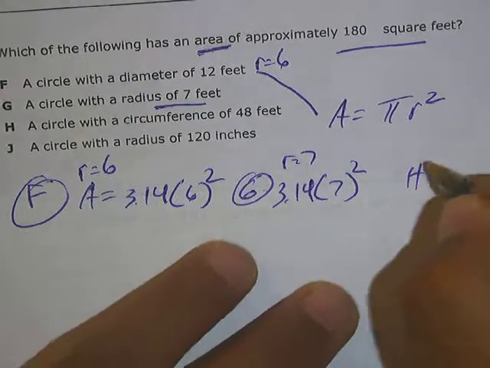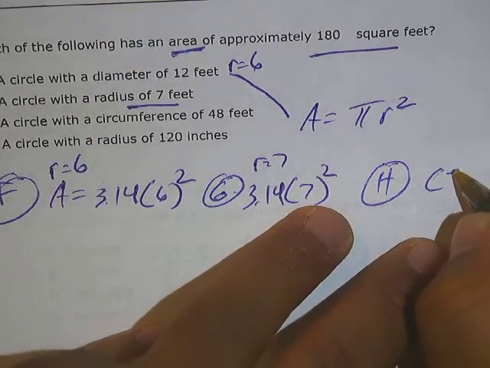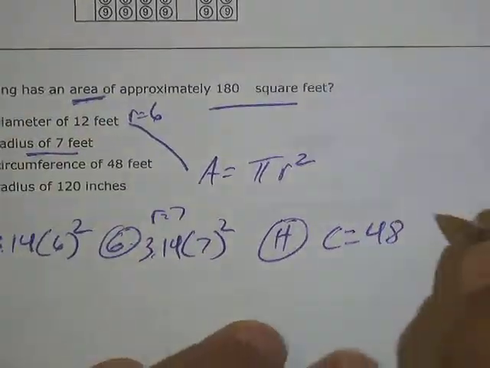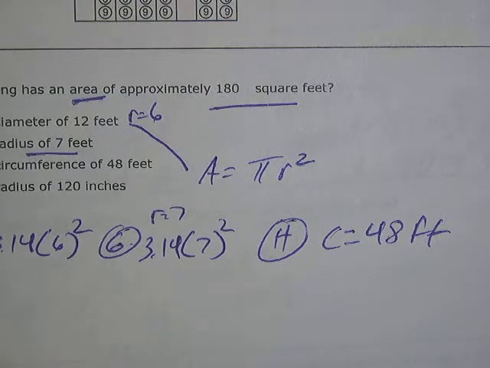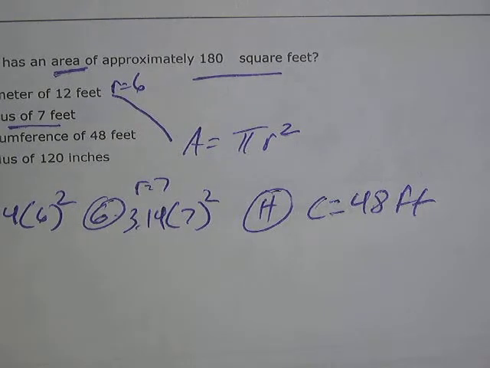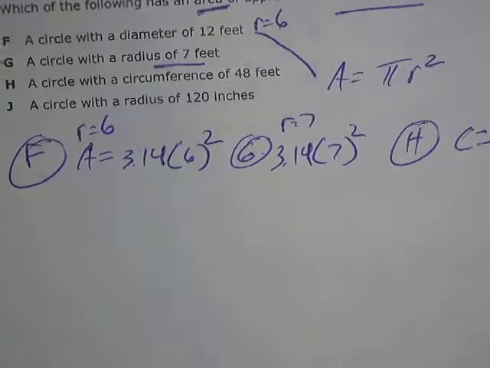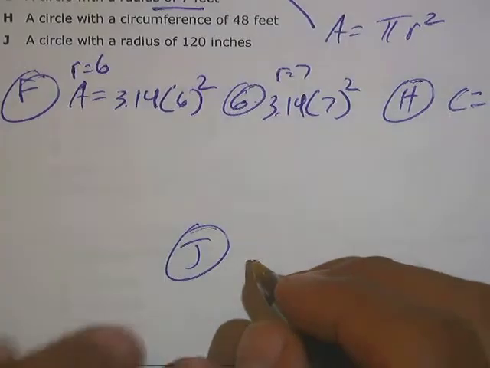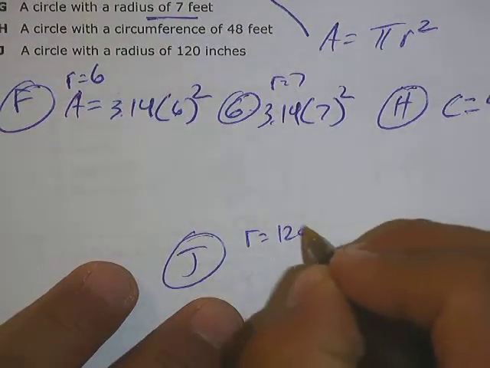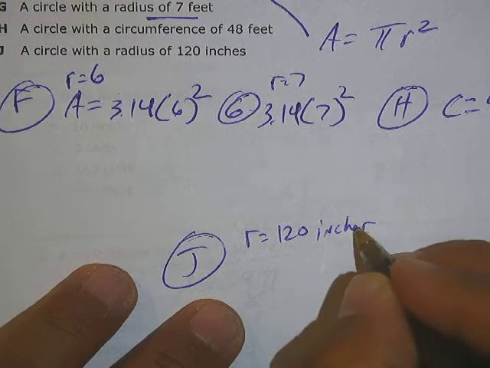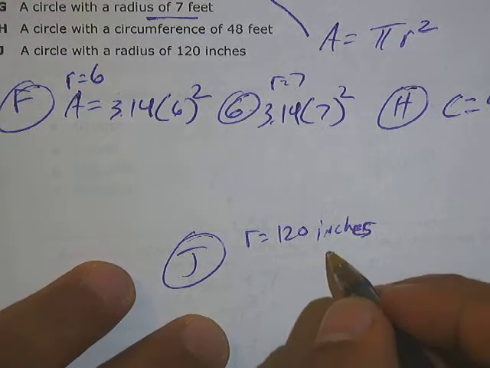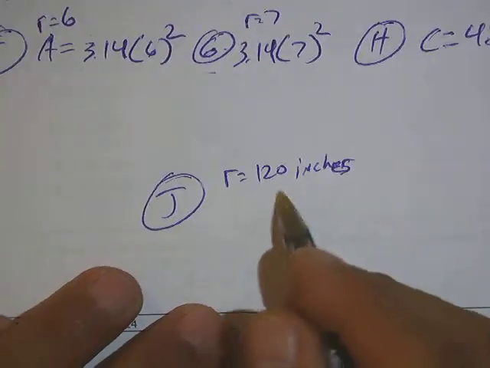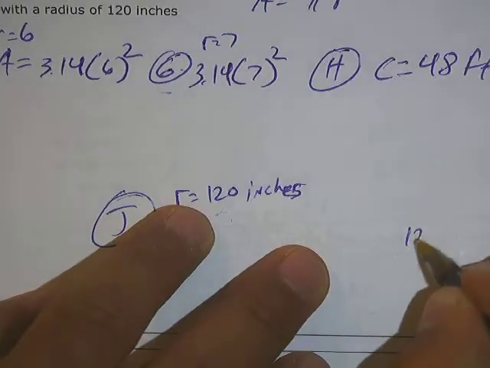Okay, and then G, the radius is 7, so then 3.14 times 7 squared. And I know H has a circumference that is equal to 48 feet. So circumference equals that. And then we have J. J has a radius of 120 inches.